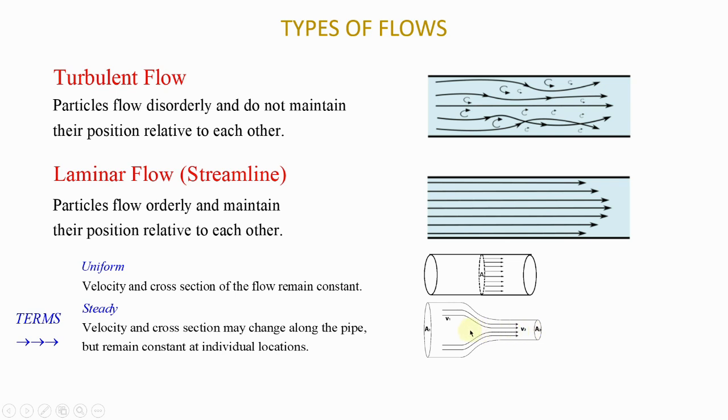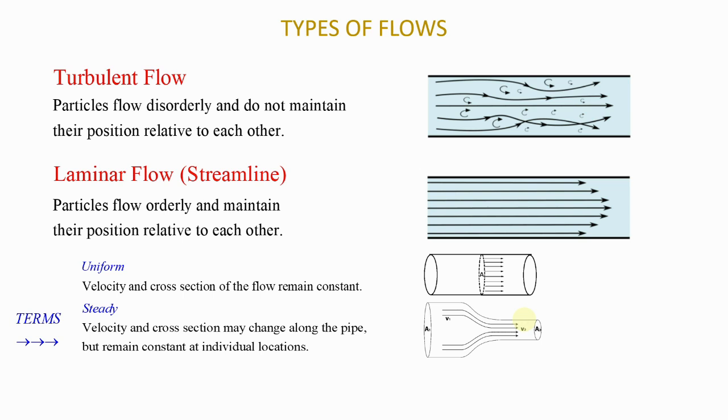So what we mean by a steady flow is that although the cross section is varying in the direction of the flow, it's not remaining constant, and the velocity also is not remaining constant. However, if you were to look at individual locations in the flow, then at those locations, the cross section will always be constant and the velocity will always be constant.